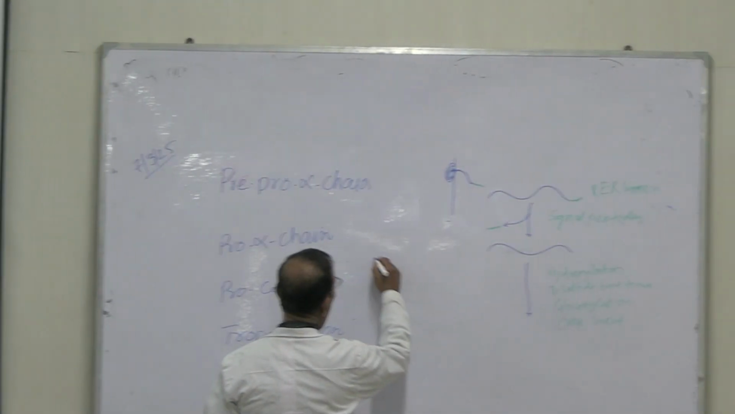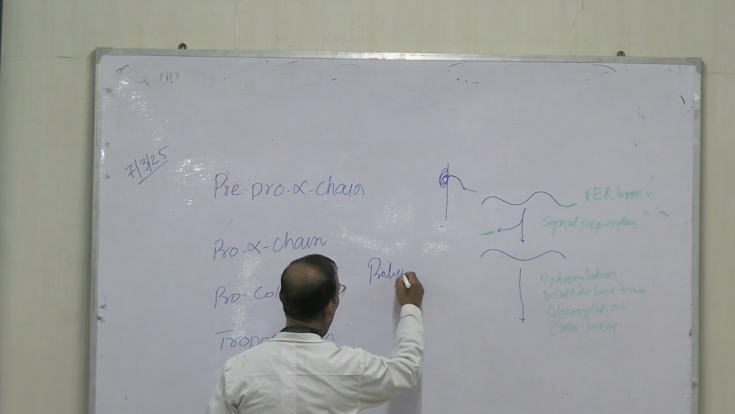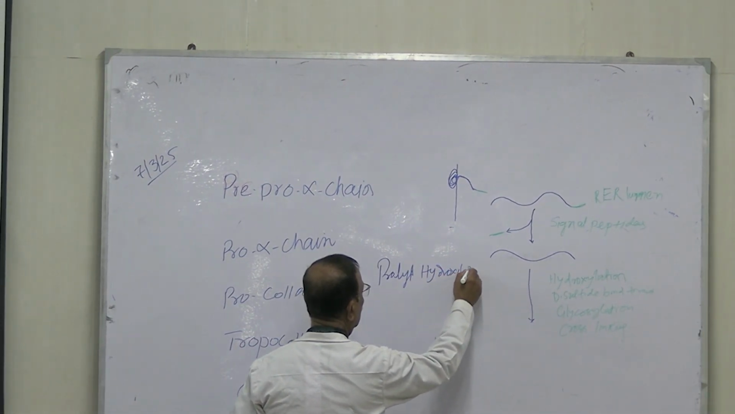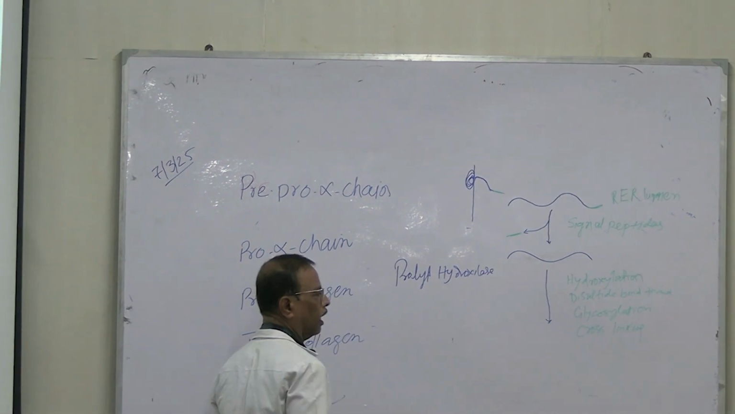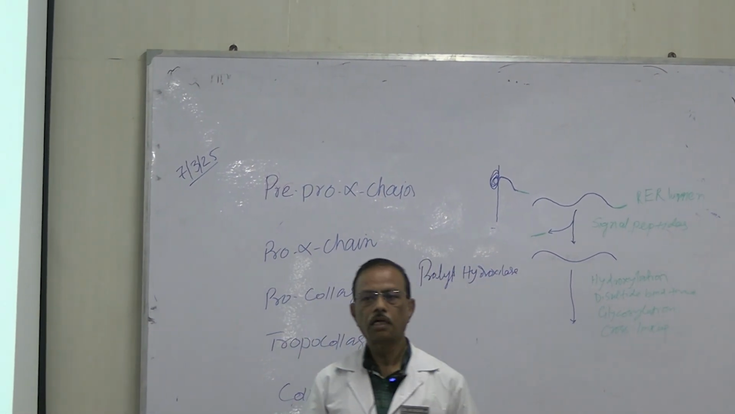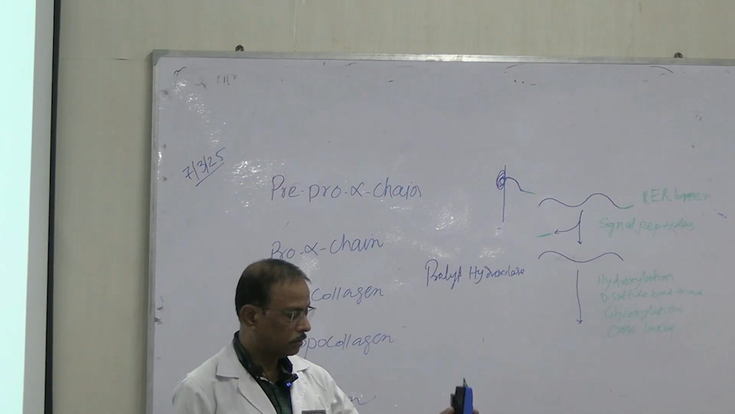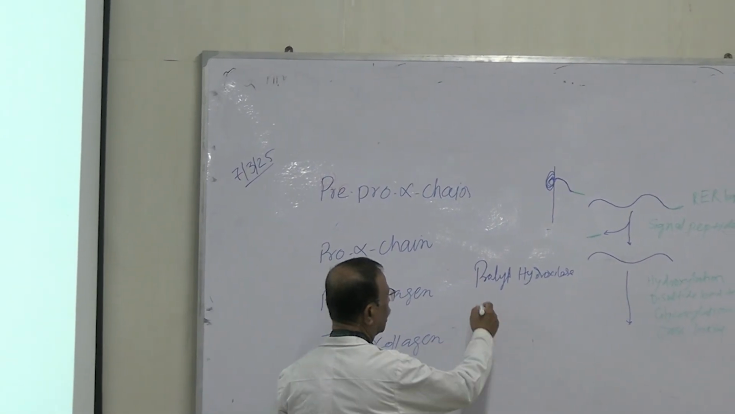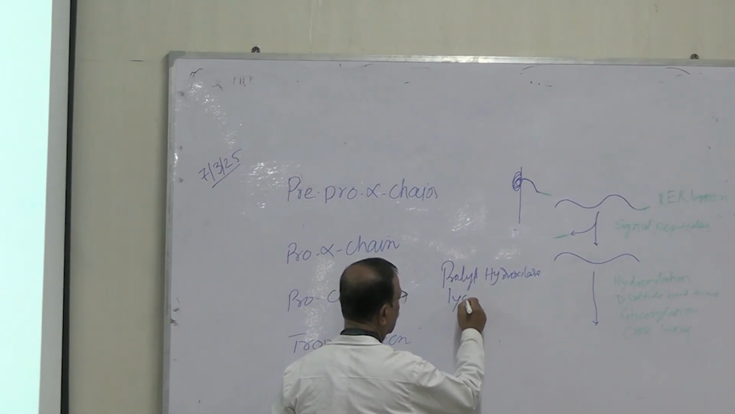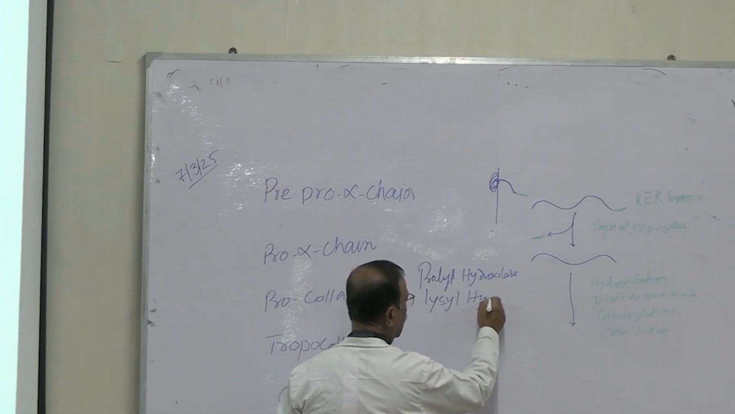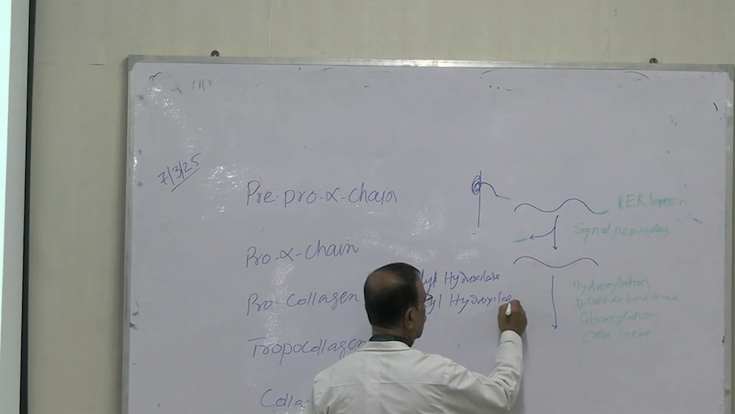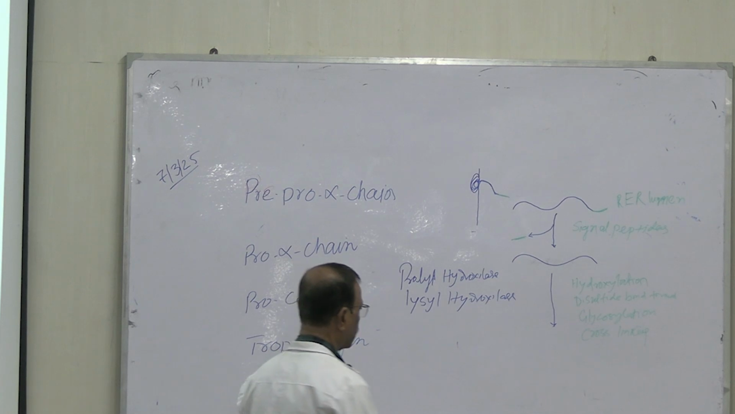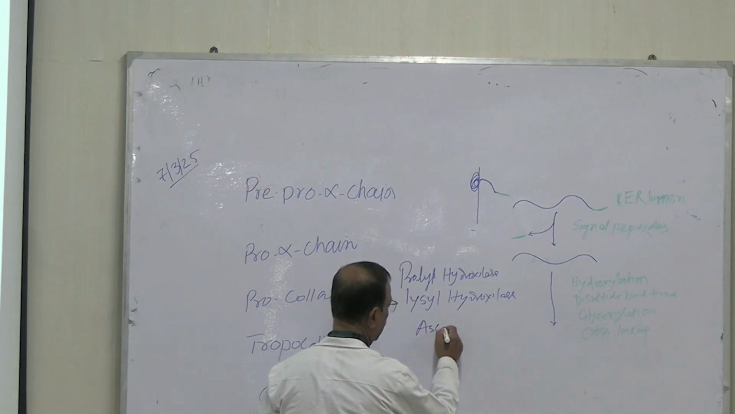So here, prolyl hydroxylase. Again, in the third position there may be lysine, in the second position there may be lysine. So lysyl hydroxylase. These are the 2 enzymes responsible for hydroxylation, and they need ascorbate as cofactor. Ascorbate as cofactor.